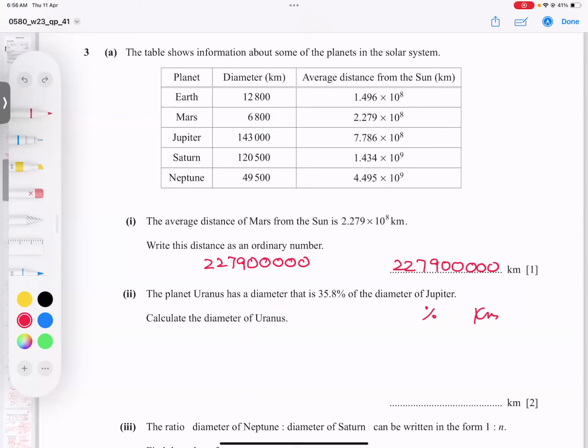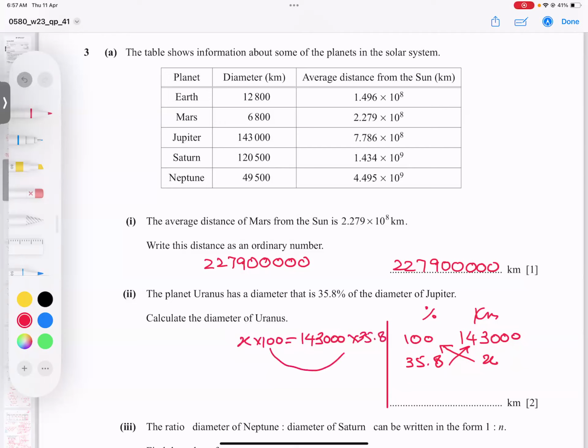143 and triple zero, I will take as the full amount, meaning 100%. And I want to know what 35.8 percent of this value is equal to. I believe you got my point, cross multiply. If I cross multiply, x times 100 will become like this, and 35.8 multiplied with that number will become 143,000 times 35.8, and this 100 will divide.